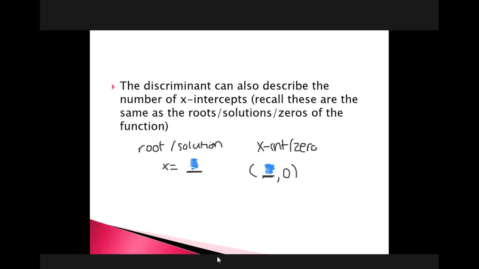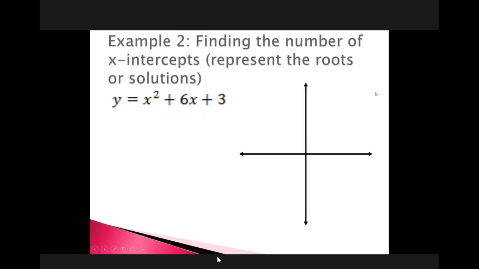So roots and solutions are given as x equals. X-intercepts and zeros are given as coordinate points. So it says find the number of x-intercepts that represent the roots or solutions. So what we're going to do is find the value of the discriminant.